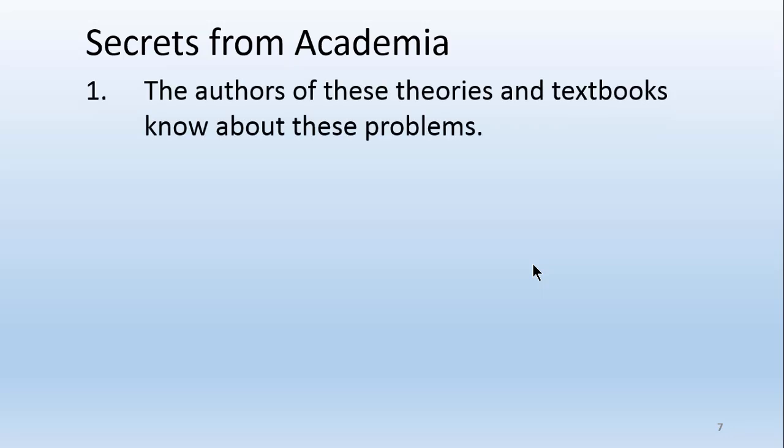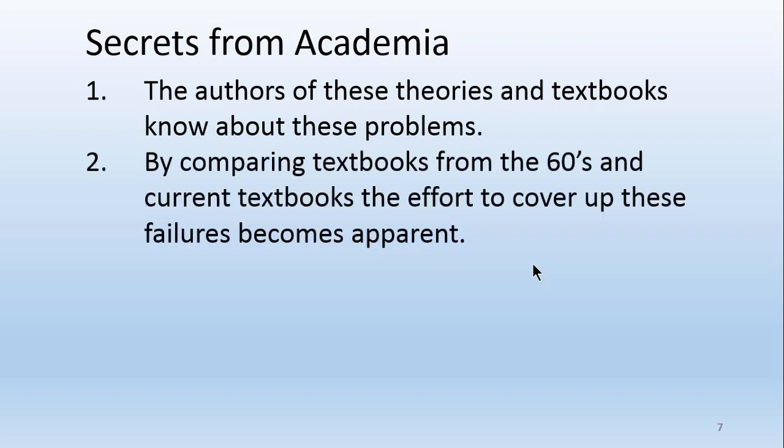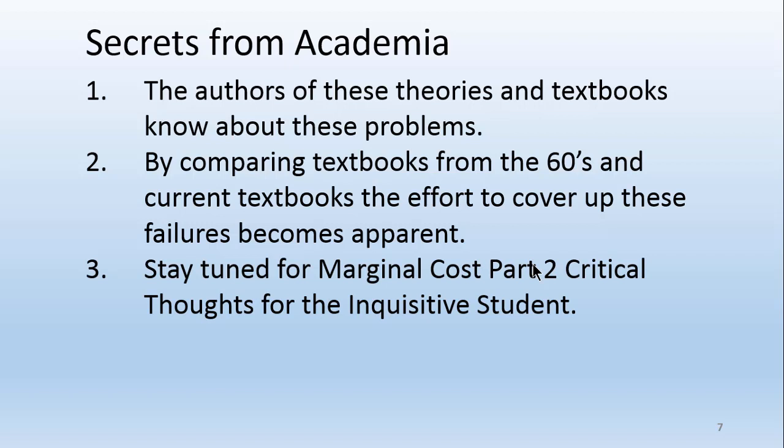So some secrets from academia. Number one, the authors of these theories and the textbooks, they know about these problems. They know these models are questionable. And if you compare the textbooks from the 60s and the textbooks that are out there today, you can actually see how they've tried to change some of the models in order to cover up their failures. So stay tuned. Marginal cost part 2, critical thoughts for the inquisitive student, will cover marginal cost, comparing models from the 60s and models today.